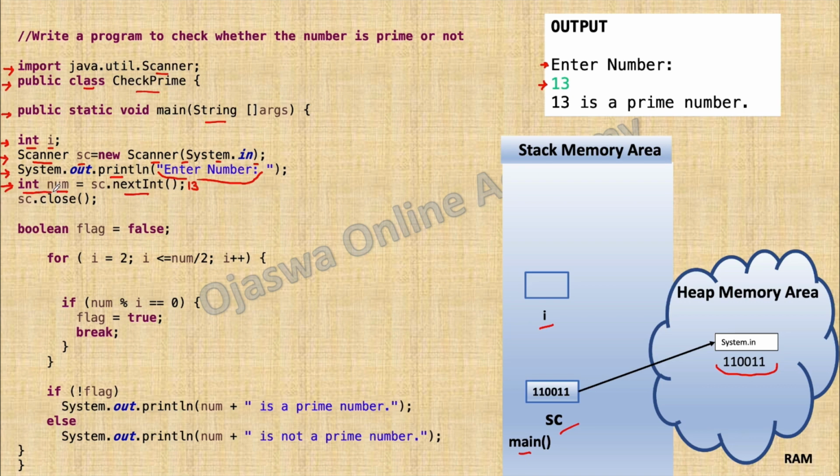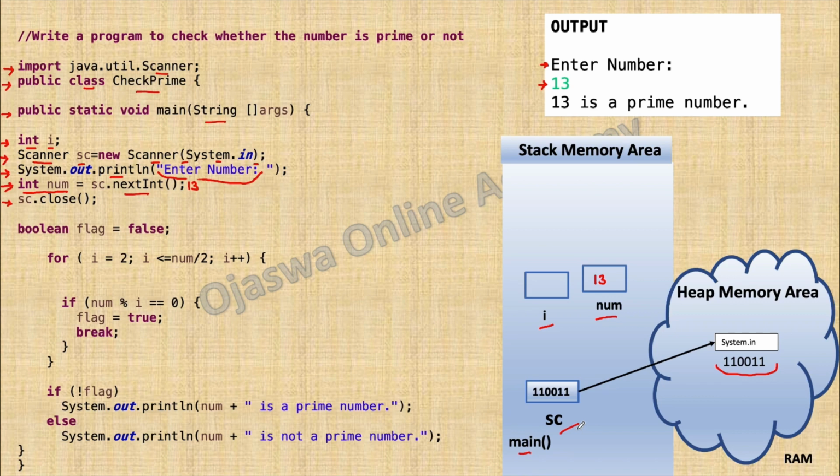Now here we are declaring the variable int num. As soon as you declare the variable, memory for the variable will be allocated inside the stack memory area. So the first thing that happens is memory for variable num is allocated, and then the next statement is executed. The nextInt method reads the input and the number 13 is read in the integer format. This number 13 is stored in variable num. Inside the memory, value 13 will be stored.